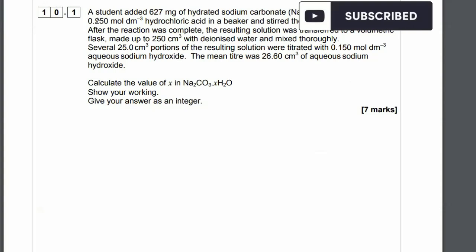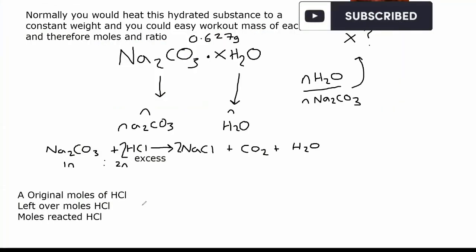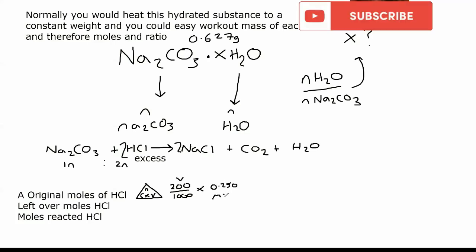So let's find out how much hydrochloric acid they added originally, and it was 0.250 mol/dm³. That's the concentration, and we've got a volume of 200 cm³. So let's find the original moles of hydrochloric acid added to the sodium carbonate in this first reaction. To do that, we do 200 over 1,000, which is the volume, and multiply it by 0.250, which is the concentration, since C times V gives us n. So 200 over 1,000 times 0.250 gives us 0.05 moles of hydrochloric acid.